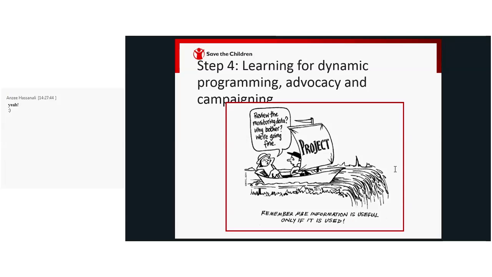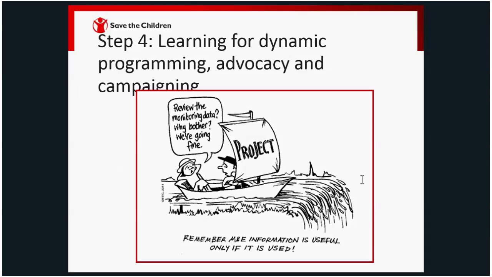Right, this is the last step within the SPEL process: learning for dynamic programming, advocacy, and campaigning. As we know, learning doesn't just happen. It must be actively sought and planned for, especially if it is to influence planning. Learning leads to knowledge, which should lead to improved action.